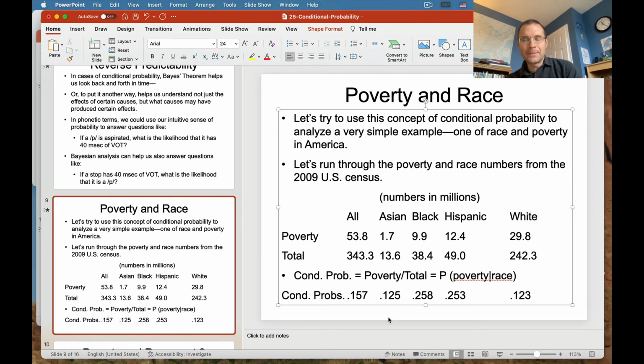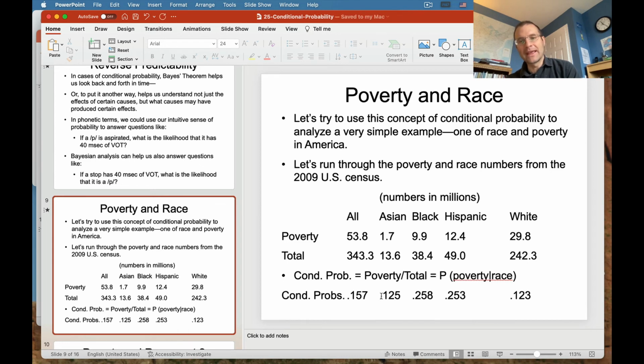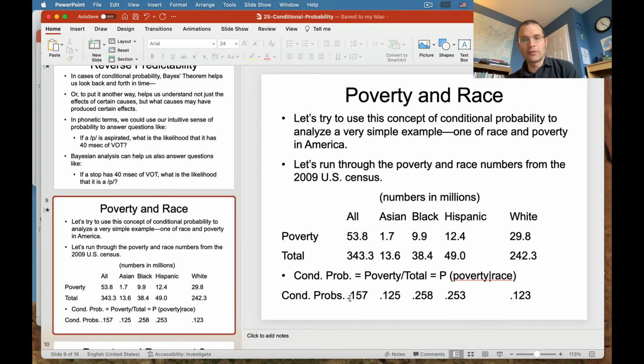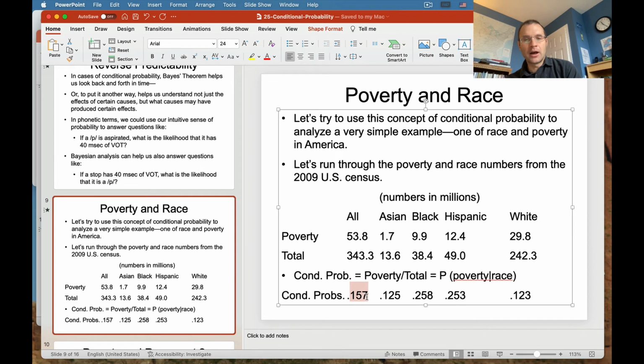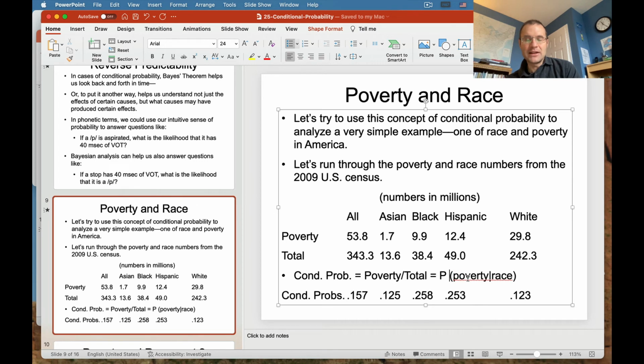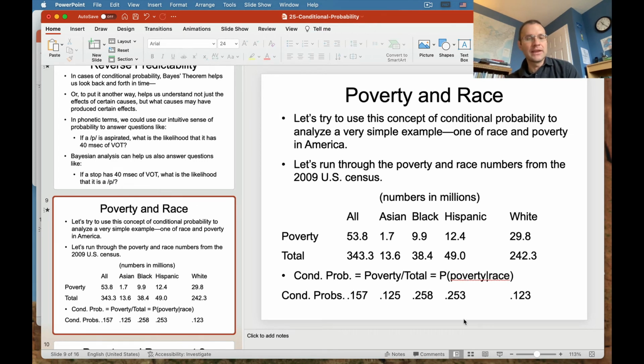So there is basically a 1 out of 8 chance if you're Asian that you'll be living under the poverty line. And that goes to about 1 out of 4 if you're black or Hispanic, and it's about 1 out of 8 as well if you're a white person. So overall, for everybody, it's a little bit higher than 1 out of 8, maybe more like 1 out of 7, 1 out of 6, that sort of thing, because you have to balance out across these 4 different groups. But you can think of this as the probability of being in poverty given a certain race, right?